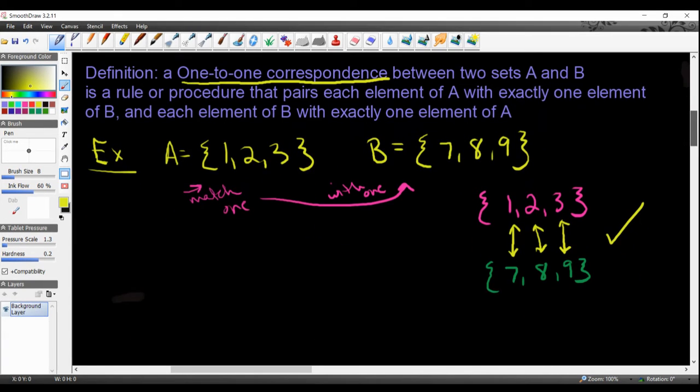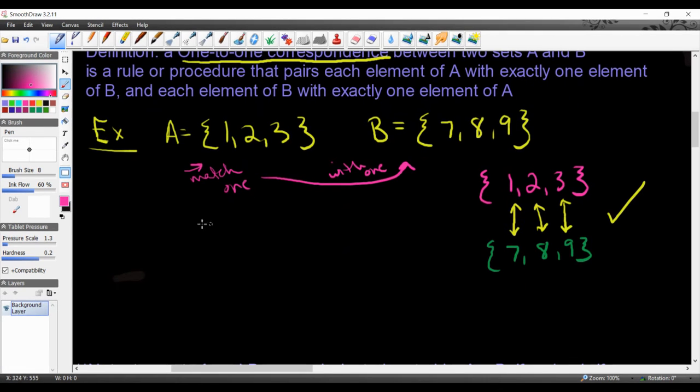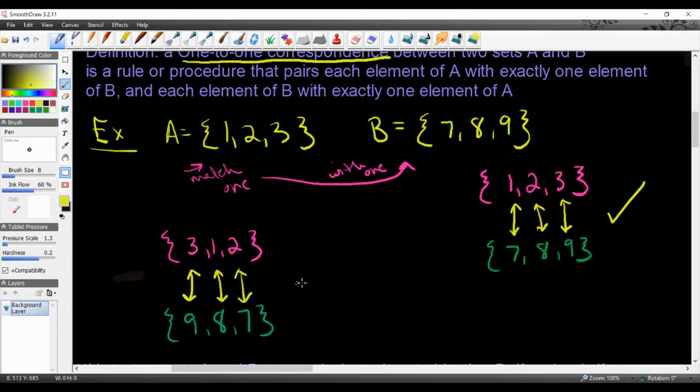Similarly, I can do this a different way. I can rearrange the elements because they don't have to go in that order. I can do 3, 1, 2, and match it to, let me change this up a bit, let's just go backwards, 9, 8, 7. And it still works. So I can match up the 3 with the 9, the 1 with the 8, and the 2 with the 7. So there's multiple ways that I can do this.